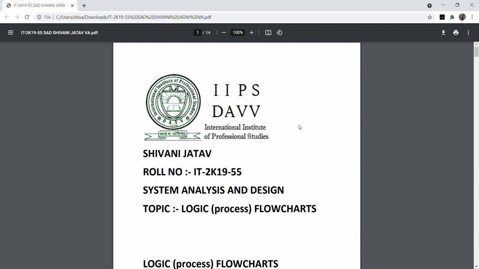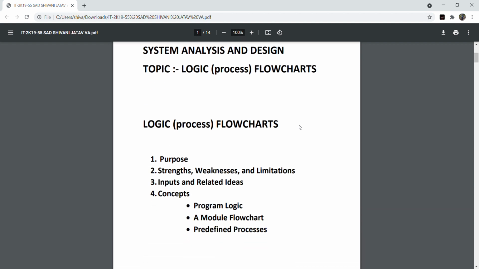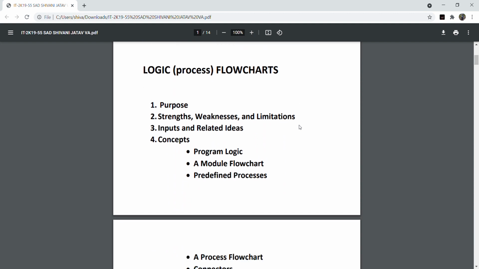Today's topic is Logic Flowcharts. Here are the contents of Logic Flowcharts. First is purpose, second is strength, weaknesses and limitations. Third is inputs and related ideas.